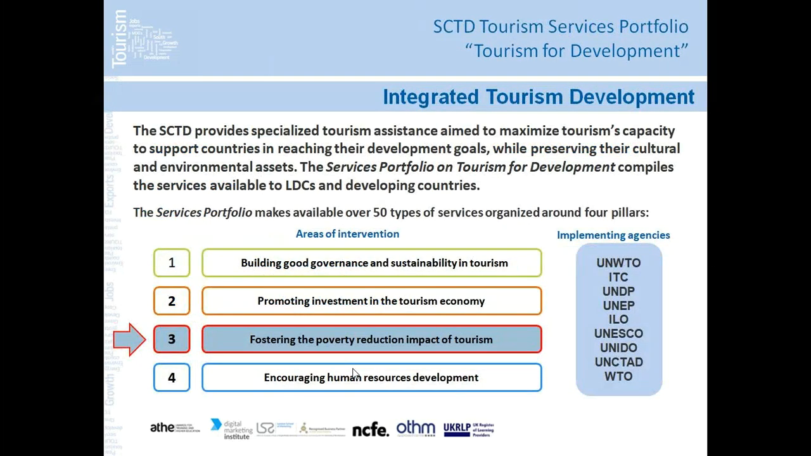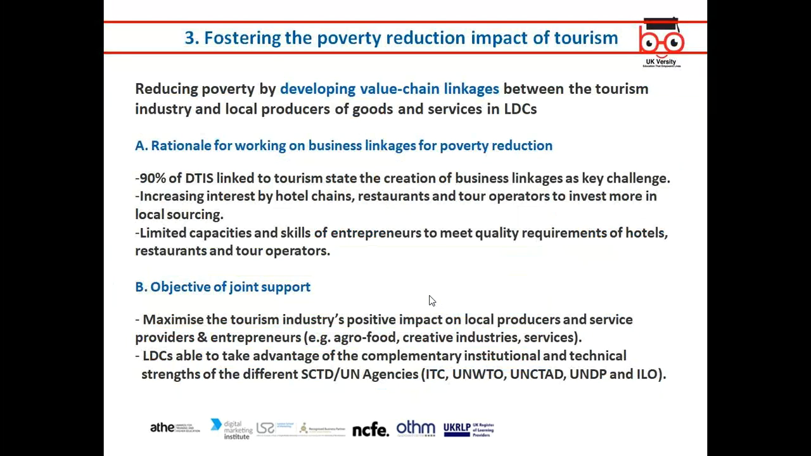Then we have been given integrated tourism: integrate with various areas, building good governance, sustainable, promoting investment in the tourism industries, fostering poverty reduction. So government programs for poverty reduction train people, so that will help. Ultimately they will get jobs, they boost the tourism and are taken out of poverty, encouraging human resource development. Then fostering poverty reduction's impact on tourism. Of course, if people have more money, more people in jobs, that will ultimately help.